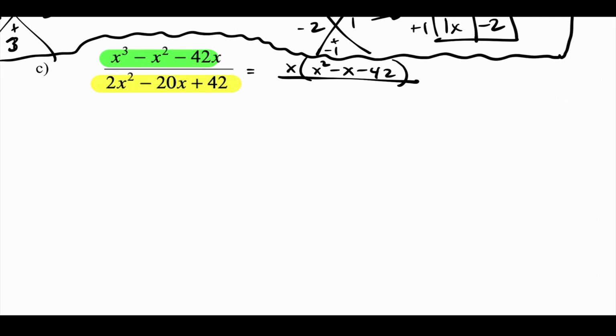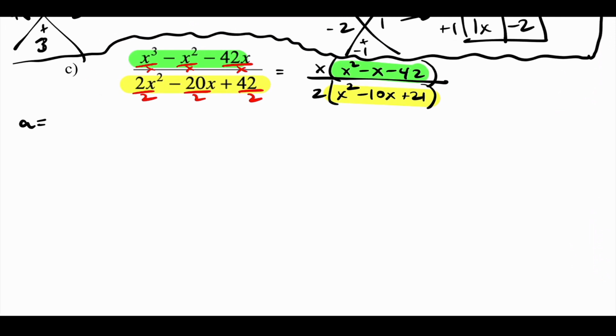The yellow, their GCF is 2. So I divided all these by 2. So 2 is the GCF. Then I get x squared minus 10x plus 21. Okay. From there, we just go on to the next step, ABC. Okay, we just needed to do step 2. Sometimes you'll need to do that, sometimes you won't.